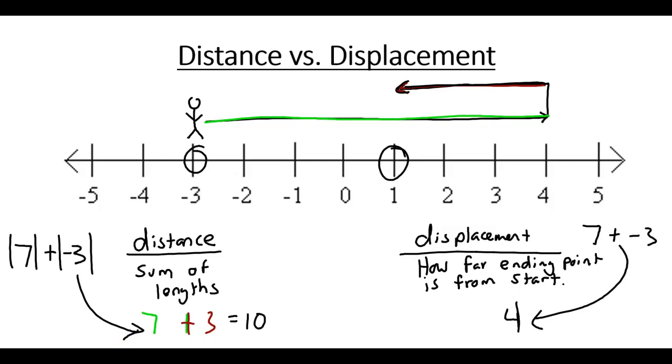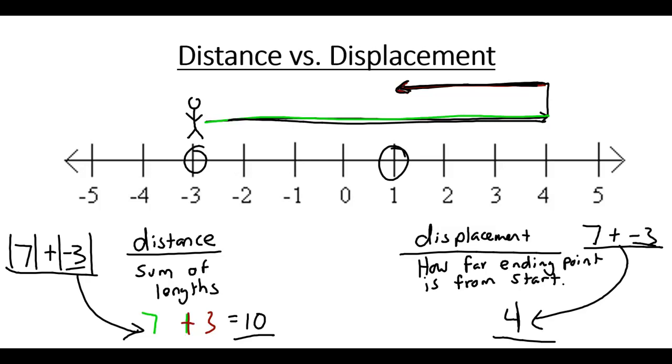So here's what they have in common. They both involve the addition of the distances or the lengths that were traveled, and they both include the signs. But the only difference is the distance will get rid of the signs by taking the absolute value. The result here tells you the total length that was traveled. The result here tells you how far the end point is away from the starting point.